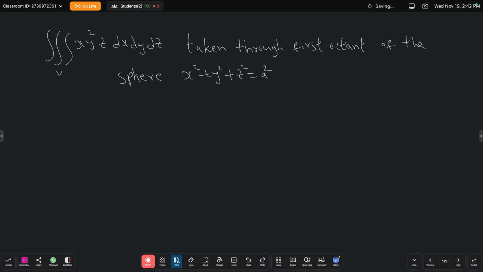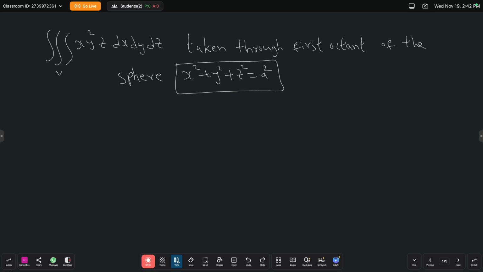Okay, so here the sphere is x square plus y square plus z square is equal to a square. Observe that it is a sphere having center at the origin, x equal to 0, y equal to 0, z equal to 0, and having radius a. Now we have to evaluate this volume integral.